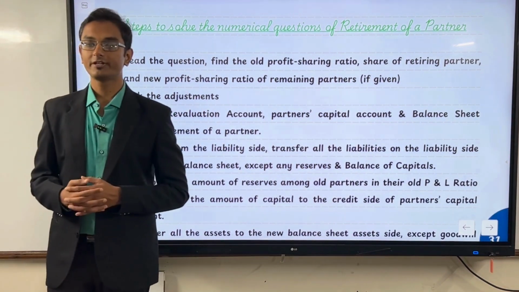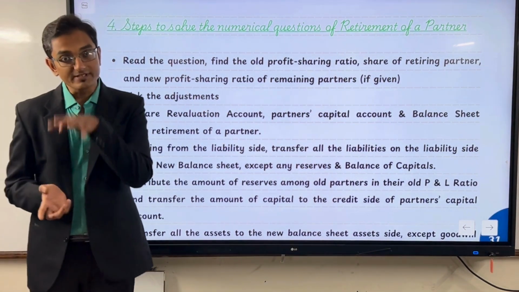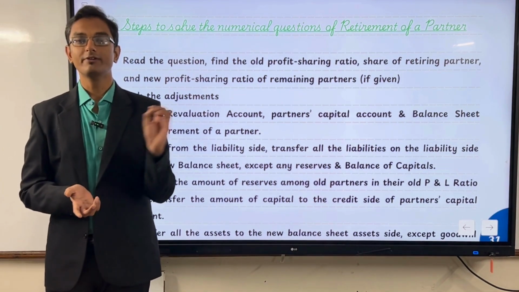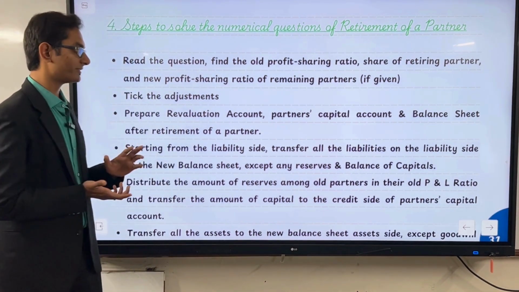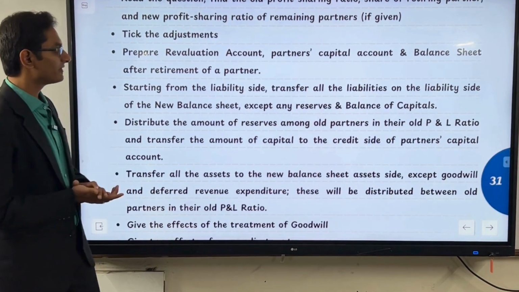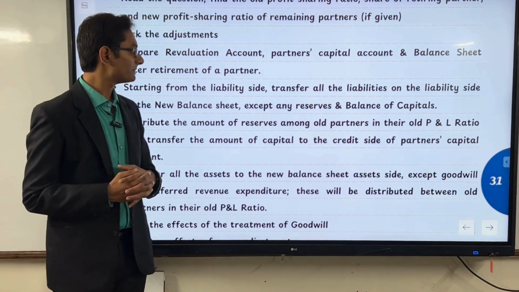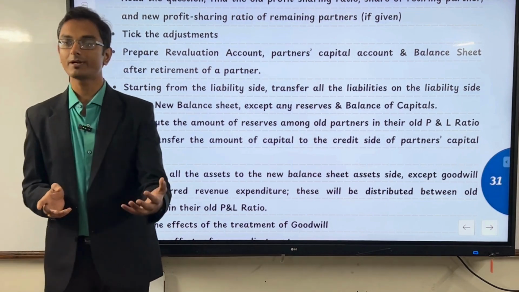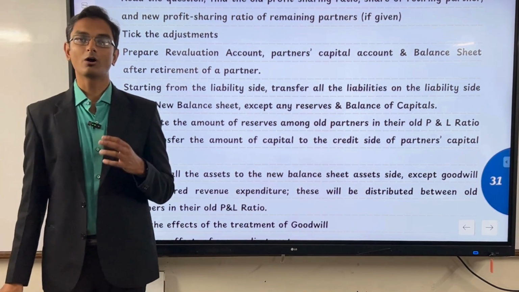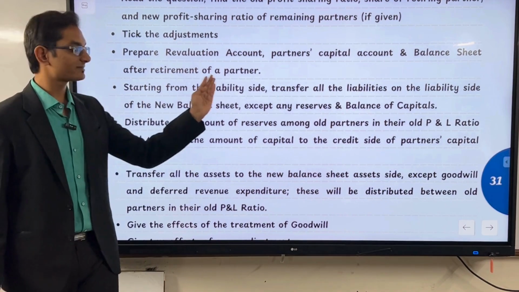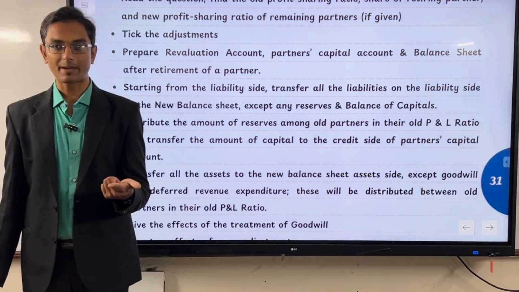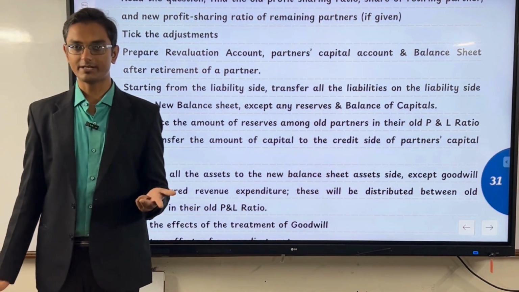And the new profit sharing ratio, if it is given, and if necessary, if required, then we need to find out the new profit sharing ratio. Otherwise we are not supposed to find out the new profit sharing ratio. Then after tick marking the adjustment, prepare the revaluation account, partners' capital account and balance sheet after the retirement of a partner. Whatever the question demands, accordingly you need to prepare. Maximum 3 things they can demand: one is revaluation account, second is partners' capital account, and third is balance sheet.